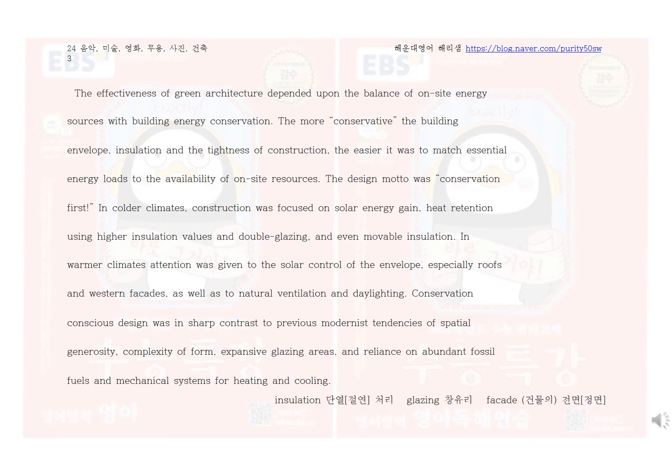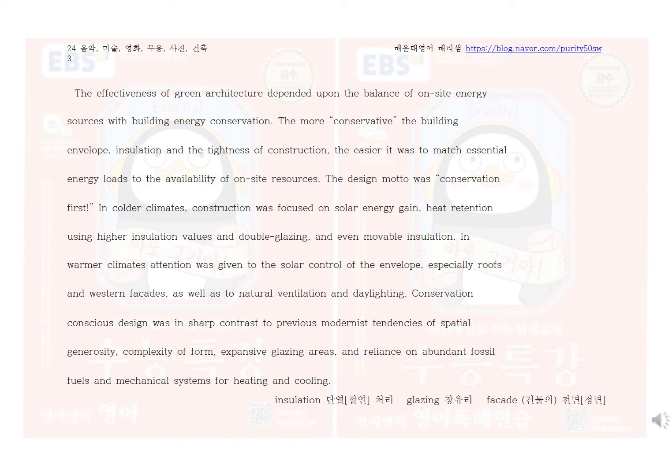Exercise 3. The effectiveness of green architecture depended upon the balance of on-site energy sources with building energy conservation. The more conservative the building envelope, insulation, and the tightness of construction, the easier it was to match essential energy loads to the availability of on-site resources. The design motto was conservation first.